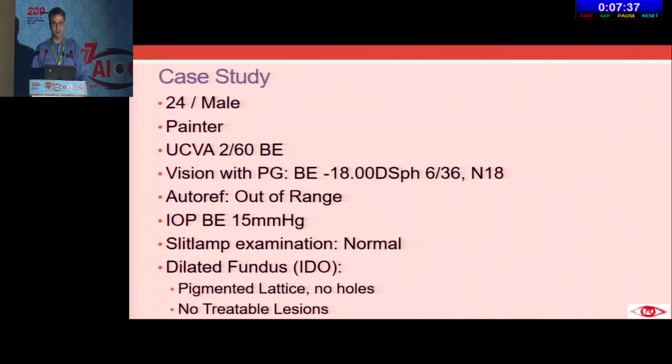So this was a 24-year-old male patient, from the northern part of the country, but he was working in Odisha. He was a painter. His uncorrected visual acuity was only 2/60. And even with glasses, what he was wearing was -18 diopters, he had just 6/36 and N18. And autorefraction obviously couldn't pick up anything at all. Intraocular pressure was fine, slit lamp was all right. Dilated fundus, I got a retina person to check. So there was a pigmented lattice, but there was no hole. In one place there was a pigmented lattice. So again, that rules out CLE.